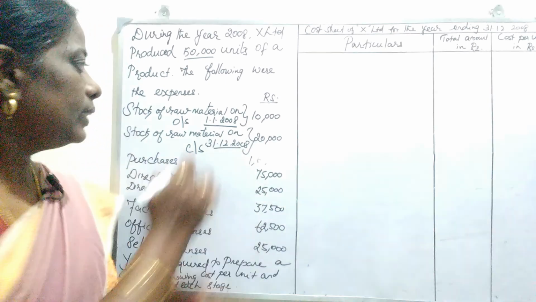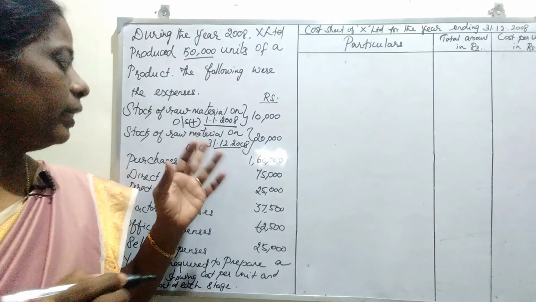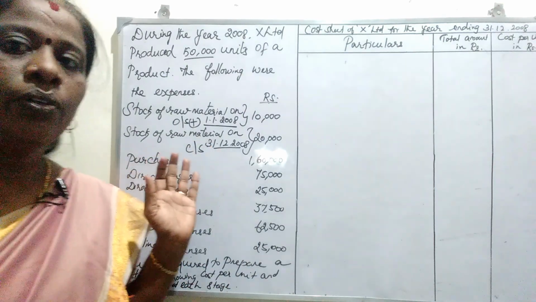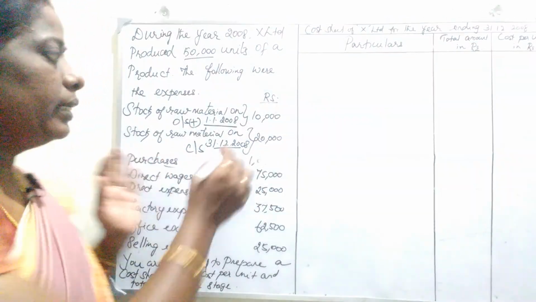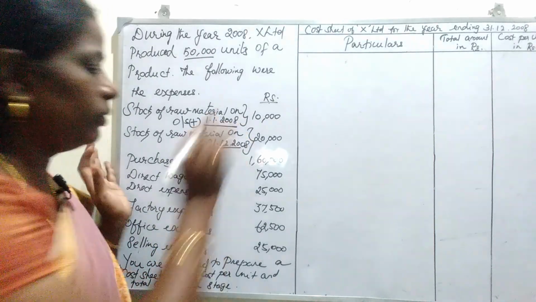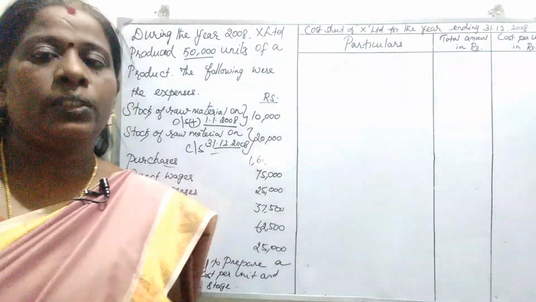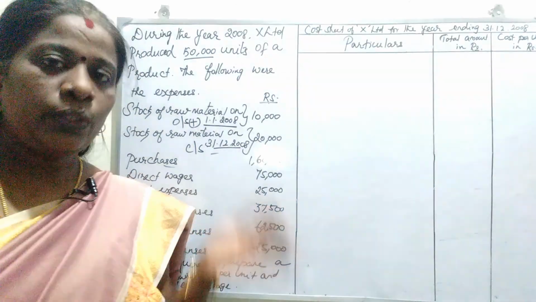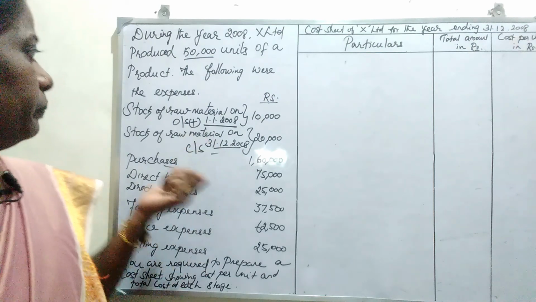So the opening stock has to be added always with the purchases. Purchase means purchases of raw material. With the purchases we have to add the opening stock and deduct the closing stock. Closing stock means the current year closing stock, the raw material which is not used for the production. So it should be deducted from the current year raw material.